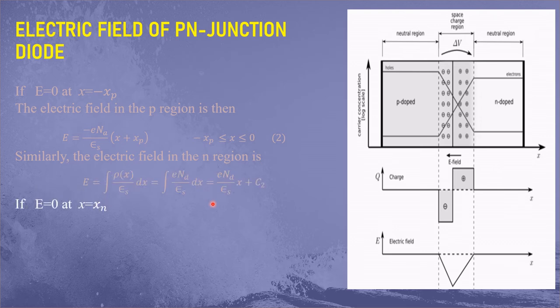So if we set E equal to 0 at x equal to xn, and the electric field is continuous in the N region, so it is a continuous function. So how can we define this? The electric field in the N region is then defined by E equal to minus END divided by epsilon s times xn minus x, and this is the limitation. This is equation 3. So this is the electric field in the P region, and this is the equation of the electric field in the N region.